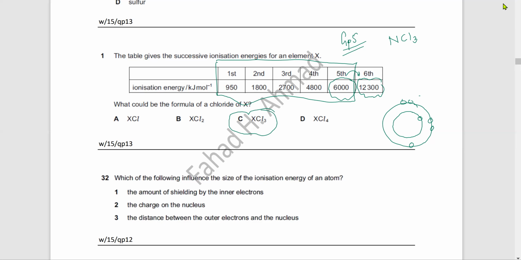Okay, Hiba, Rida, is this clear? Mirail, is this clear? Osman, clear?